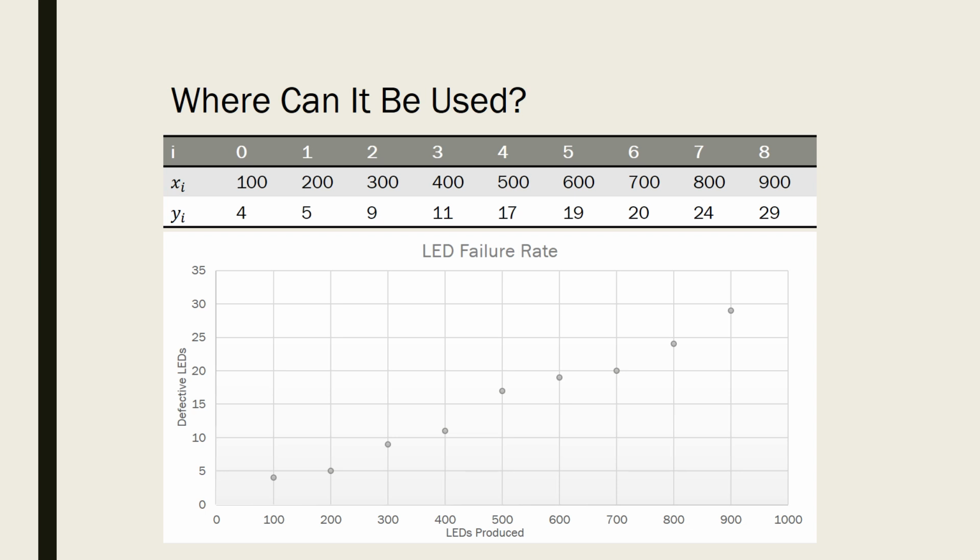Looking at this data, it appears that there's a relatively linear relationship between the number of LEDs that are produced and the number of defective LEDs. With this information, it can be assumed that one can create a linear probabilistic model of this data set.